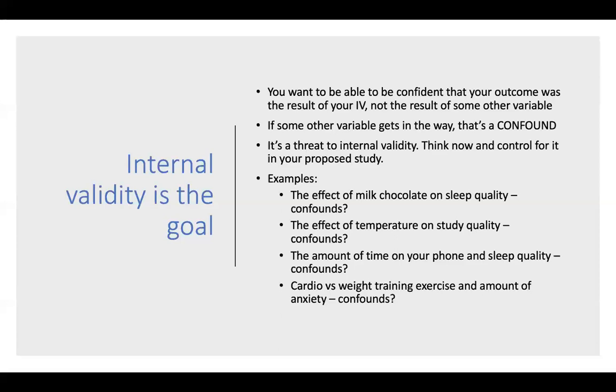Okay, so that could be a problem. So hopefully you see the impact of a confound here. Okay, last example: what kind of exercise, cardio versus weight training, is better for lowering anxiety? Here we're looking at type of exercise as the independent variable, and you have 2 levels. One level is cardio, one level is weight training. And the dependent variable, the outcome, is the amount of anxiety the person has.